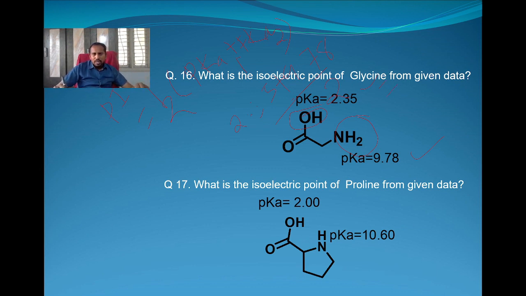Okay. So if you calculate the isoelectric point of proline, this is 10.60 and this is 2.00. So 10.60 plus 2.00, the total will be 12.60 divided by 2. So Pi will be 6.30. So 6.3 is the isoelectric point of proline. Okay.